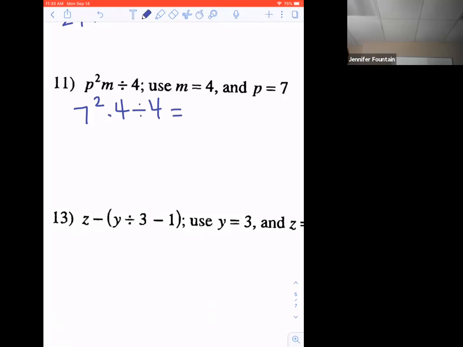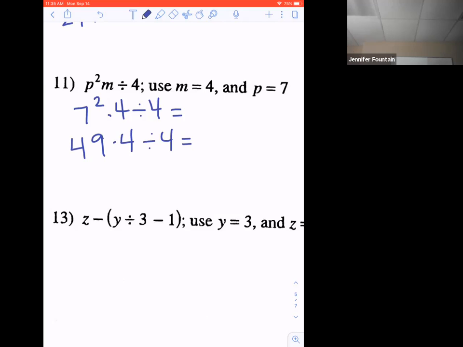Think about your order of operations here on number 11. According to the order of operations, what am I going to have to do first? Exponents. What is 7 squared? 49. If I have p squared m, what does that mean I'm going to do with 49 and my value of 4 for m? Multiply. I've got 49 times 4 divided by 4. Order of operations tells me I'm going to multiply, then divide.